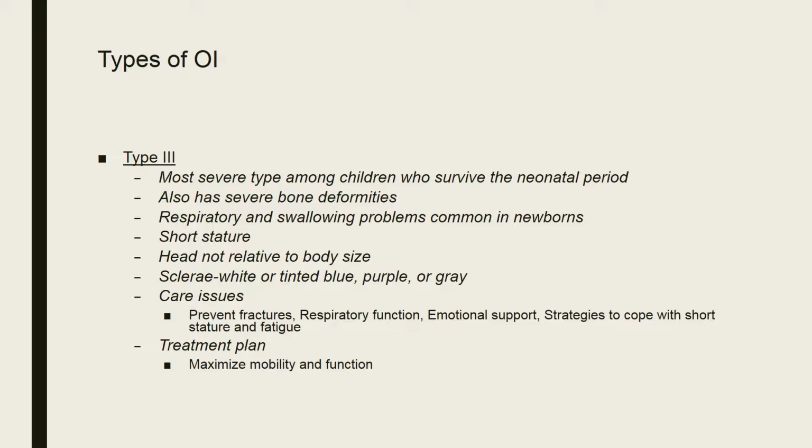Respiratory and swallowing problems are common in newborns. Again, because of that short space in their rib cage, it's going to affect their lungs. They typically have a very short stature. Their head is usually bigger relative to their body size. The sclera of their eyes is white or could be tinted blue, it may look a little purple or gray.